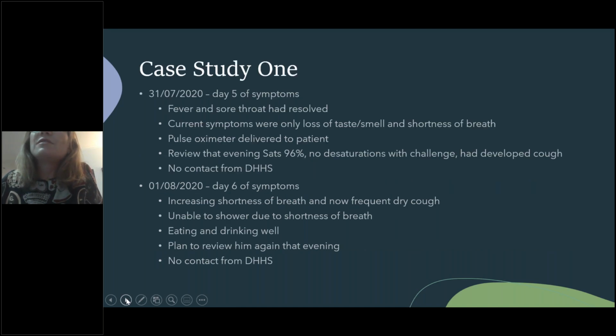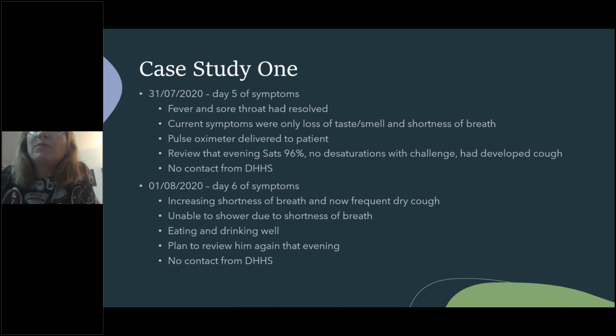So then on the 31st, which was day 5 of symptoms, his fever and sore throat had resolved, and he really only had loss of taste and smell and a bit of shortness of breath. We had the opportunity to deliver a pulse oximeter to him, so we delivered that, and he was reviewed that evening by myself, and his SATs were pretty good. He didn't desaturate with any challenge, but interestingly, he hadn't heard from DHHS yet.